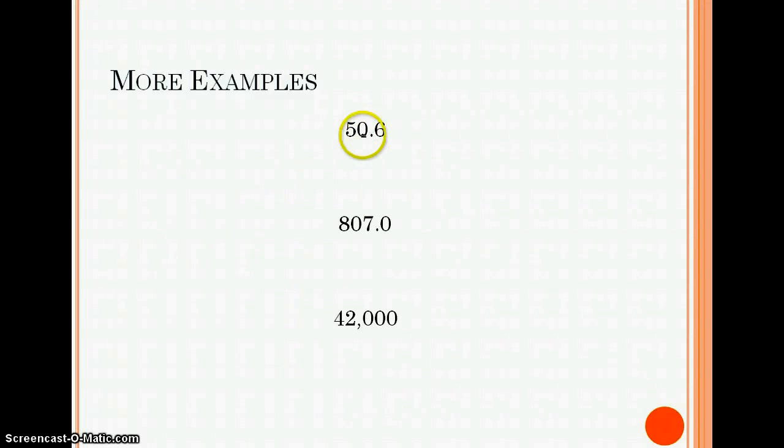Alright, so let's look at this first number. We know that 5 and 6 are significant. And this 0 is sandwiched in between these two, so that is also significant. So here we're going to have 3 sig figs. Okay, 8 and 7 are significant. We've got the sandwich rule for this 0, so that's significant. So far we've got 3.